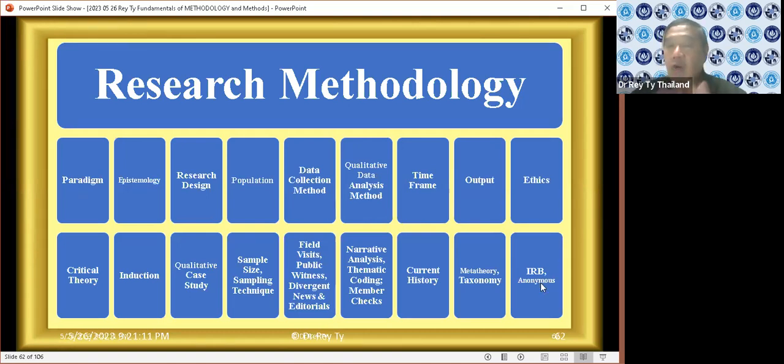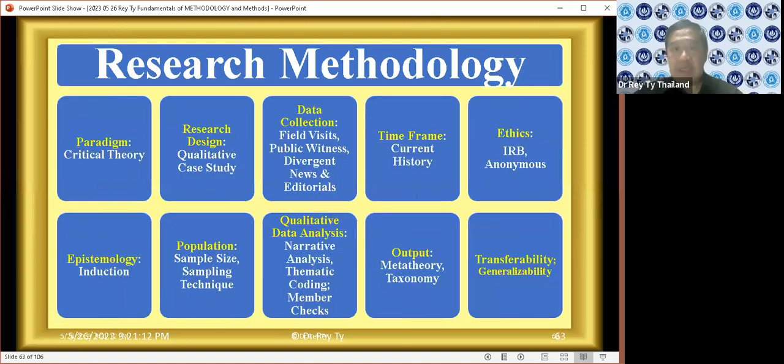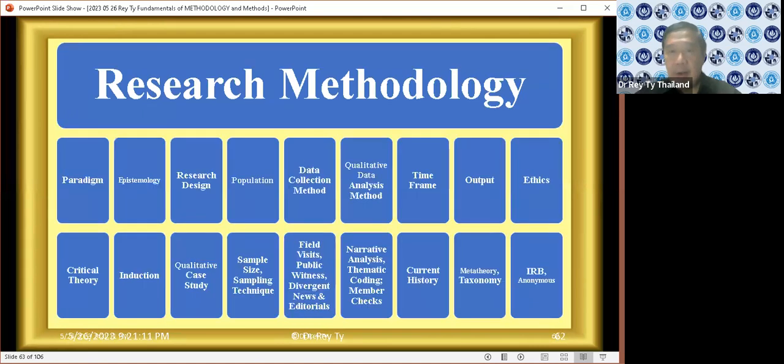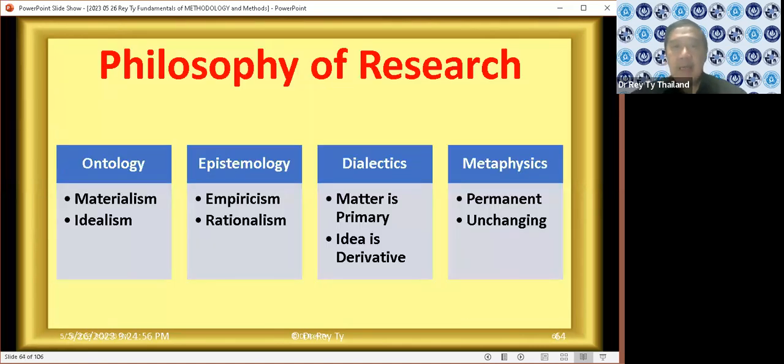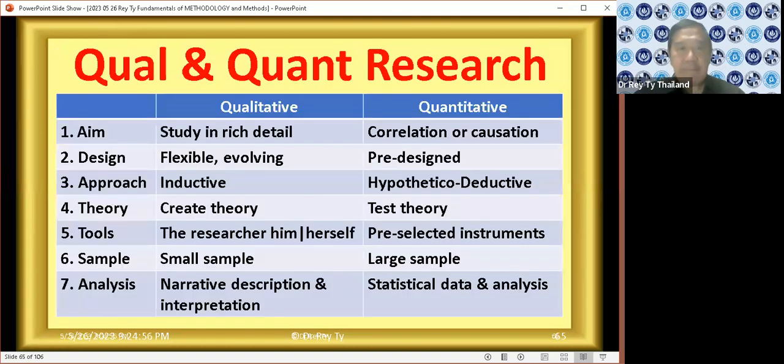Ethics, all of my participants were anonymous to protect them from harm. Okay, so this is an example of how I applied my research methodology. So this is the summary of that. And then philosophy of research, maybe we can skip this, might be too heavy.